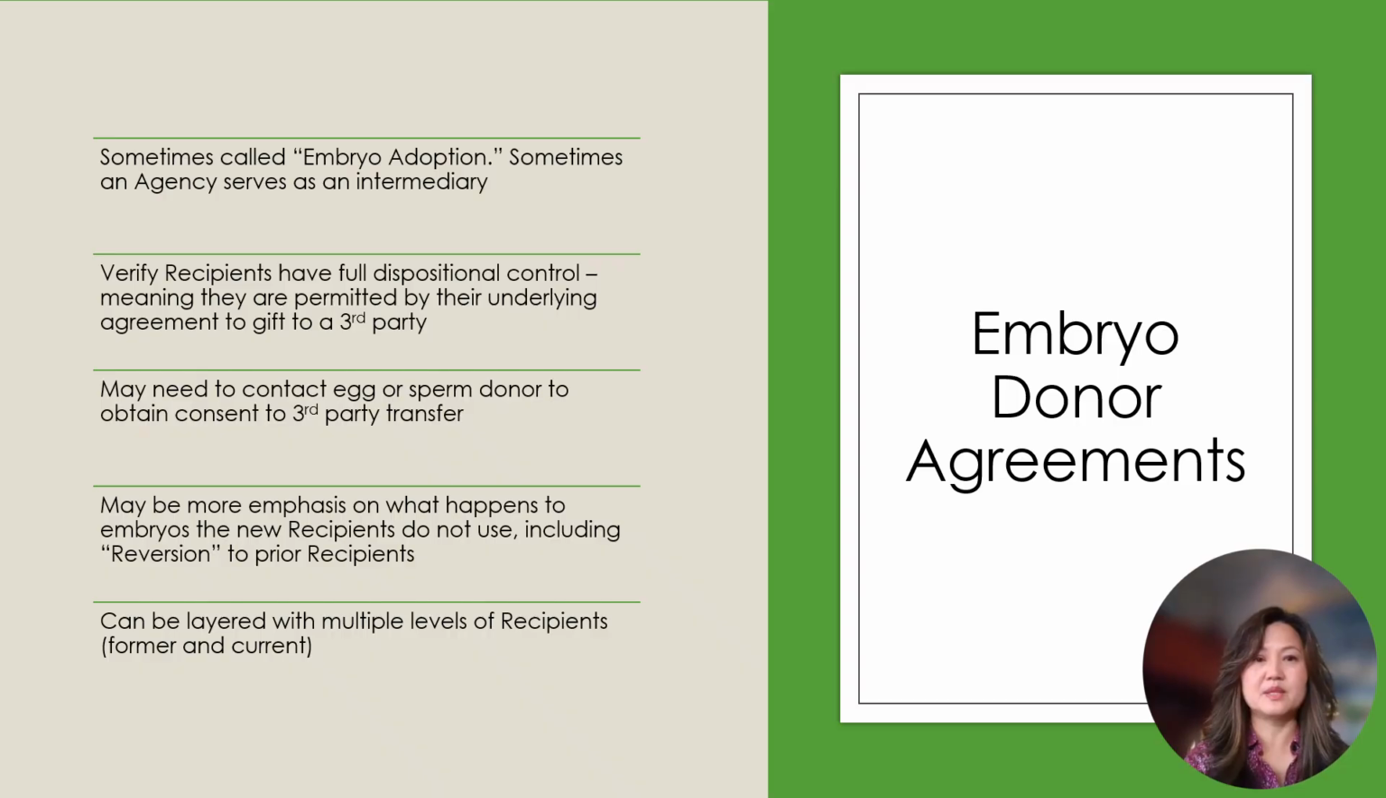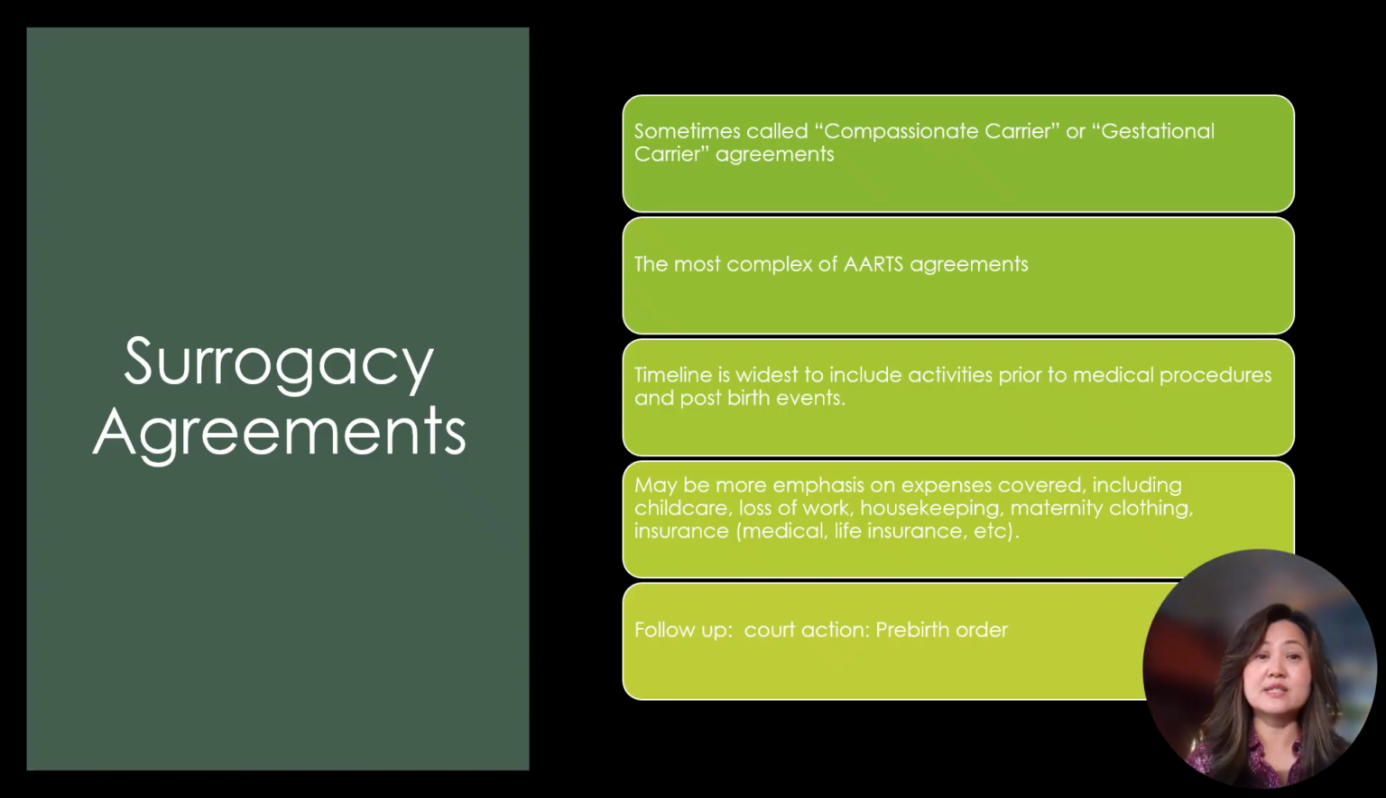Now, let's say that the new recipients don't use all of those embryos. Sometimes the embryo agreement includes a reversion agreement where they are returned back to the donors and they become the recipients again. There can be multiple layers of owners and previous owners when a pool of embryos are shared, redonated, and returned. Surrogacy agreements are the most complex of all ART agreements.